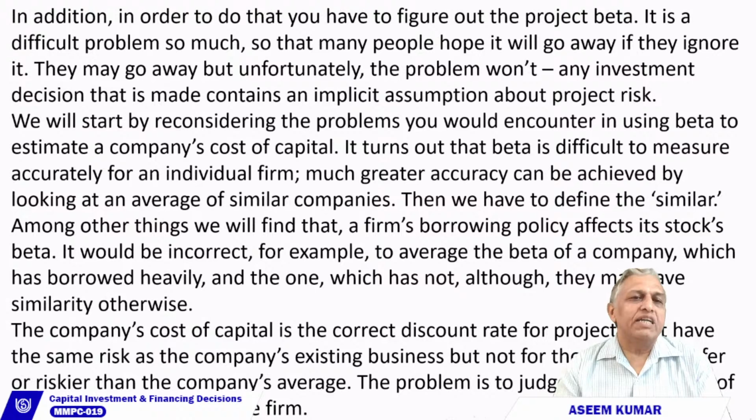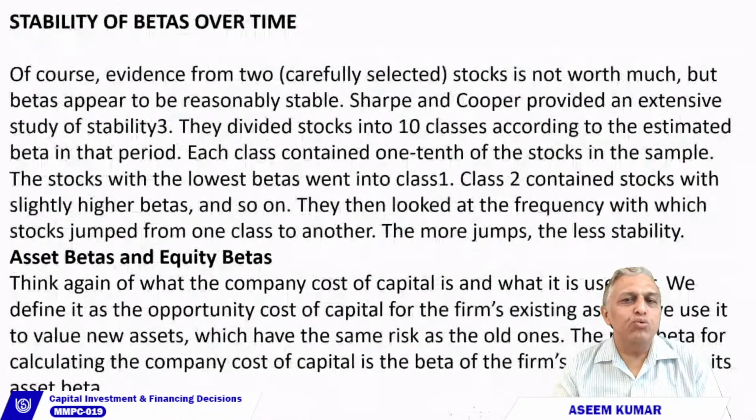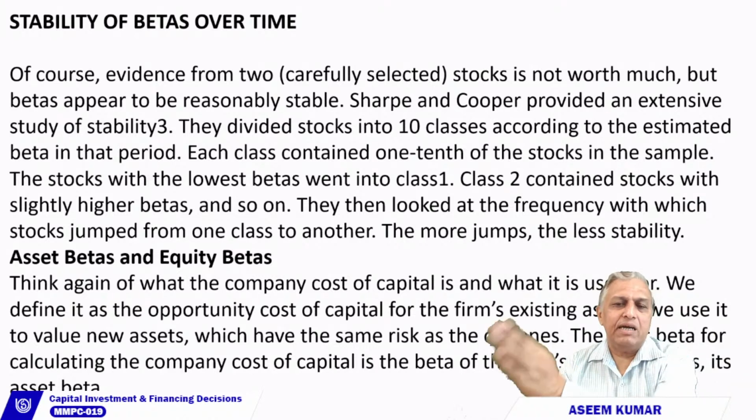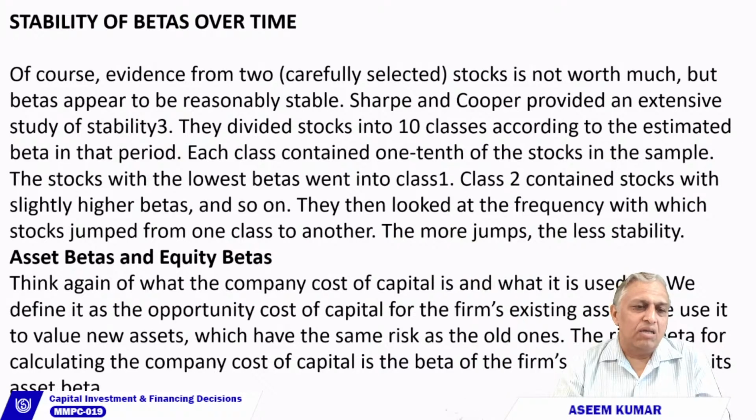Stability of betas over time. Of course, evidence from two carefully selected stocks is not worth much, but betas appear to be reasonably stable. Sharpe and Cooper provided an extensive study of stability. They divided stocks into 10 classes according to the estimated beta in that period. Each class contained one tenth of the stocks in the sample. The stocks with the lowest betas went into class 1. Class 2 contained stocks with slightly higher betas, and so on.